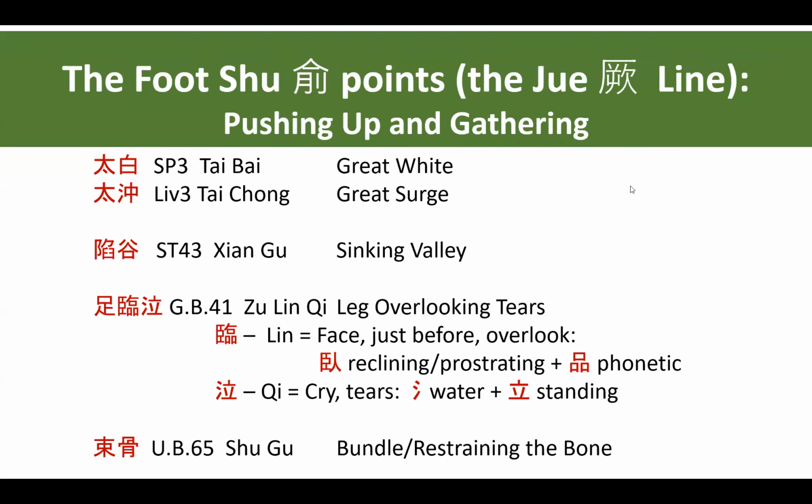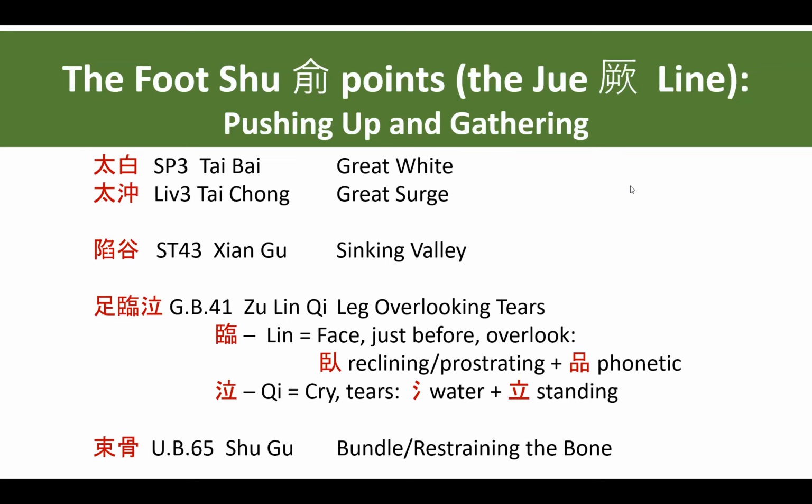And what I'm going to suggest to you is that the transverse arch of the foot, that shu line, is what we're starting to push up. And if we're pushing up, we also have to narrow it down, because we don't want to push up and just splay and spread all over the place. We want to gather. So if we start on the medial side, we have spleen 3, the great white. And this white is like the sun that's just rising, so it has to do with moving upwards. In liver 3, Taichong, the chong itself is surging upwards.